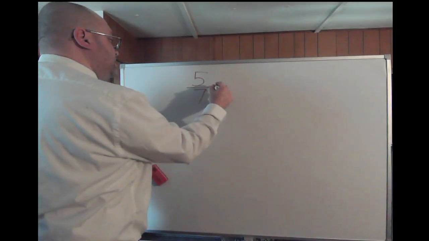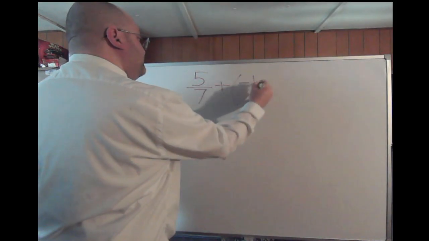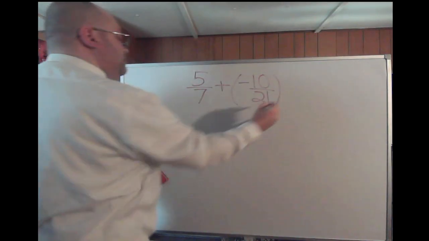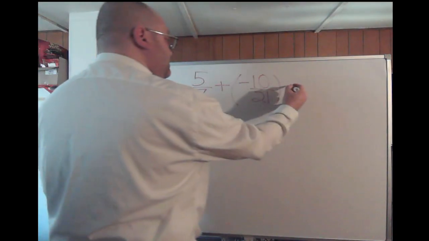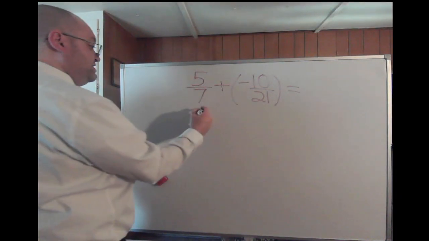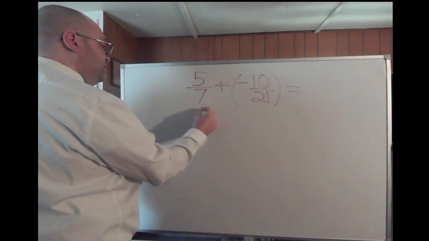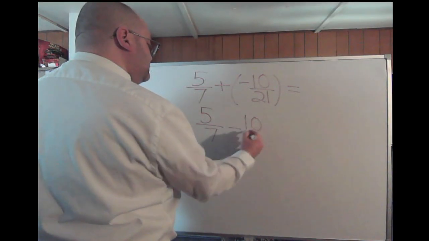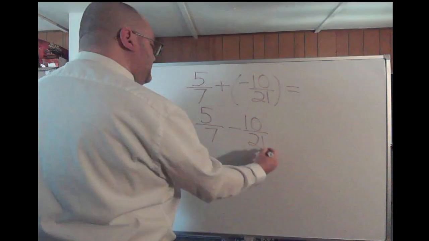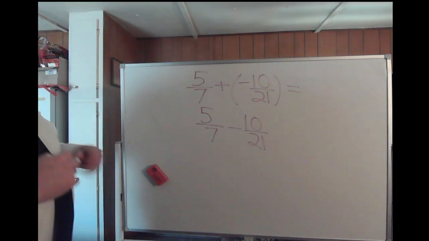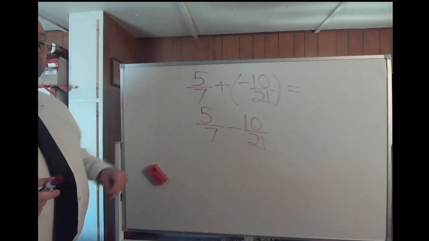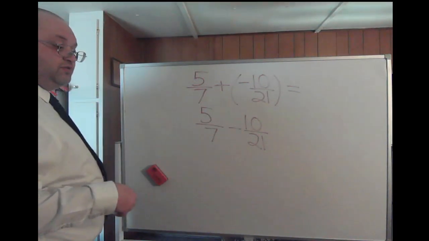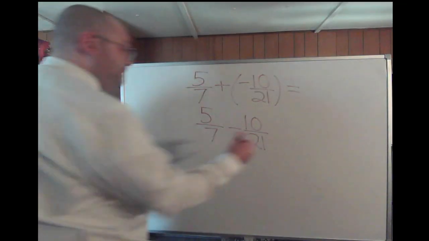We got 5/7 plus negative 10/21. Well, we know plus a negative is a negative, so now you would have 5/7 minus 10/21. Now what we have to do here, once again, find the least common denominator, which would be the least common multiple of 7 and 21. The least common multiple of 7 and 21 is in fact 21.